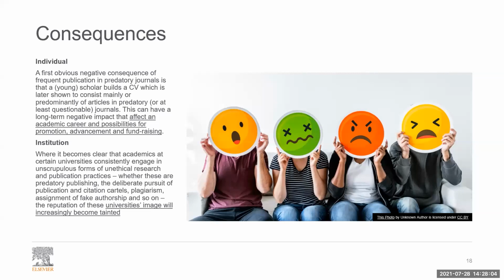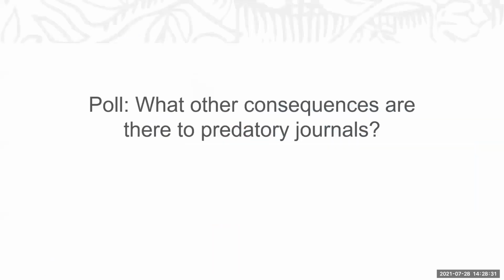For an institution also, when it becomes clear that academics at certain universities consistently engage in these journals, unethical research and publication in predatory journals, but also other unethical practices, the image of the university is then also tainted. So these are some of the very obvious consequences, but I would also like to hear from you what other consequences you think there are in terms of predatory journals.